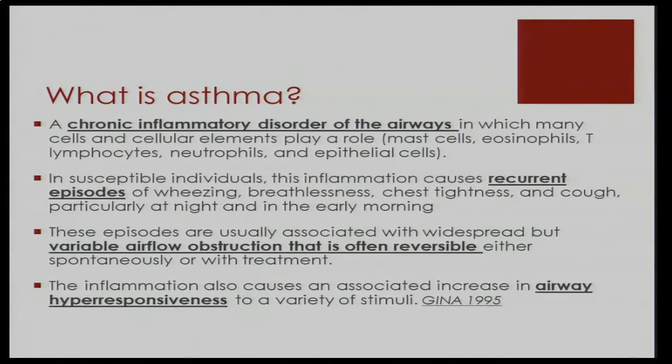So asthma is a chronic inflammatory disease of the airways. And so there are many cells and cellular elements that play a role in asthma, so mast cells, eosinophils, T lymphocytes, etc. And in susceptible individuals, this inflammation will cause recurrent episodes of wheeze, breathlessness, chest tightness and cough, particularly at night and early in the morning. And the episodes are usually associated with variable but often widespread airflow obstruction in the lungs. And that's usually reversible either spontaneously or with treatment.